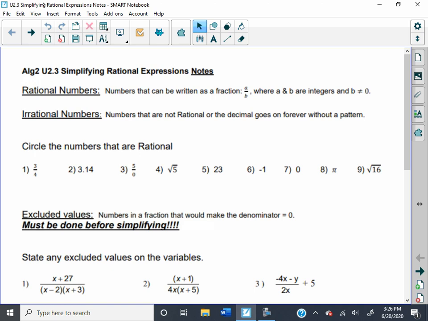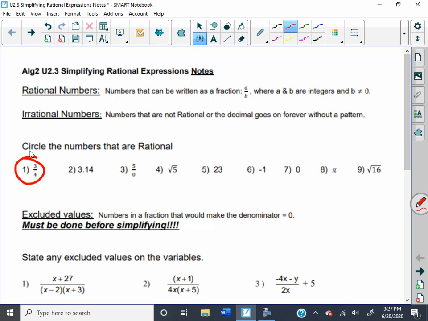All right, so we're going to look at some of these numbers here and determine if they're rational or not, and we can kind of discuss what makes them rational and not. So number 1 is 3/4. 3/4 is already written as a fraction. 3 and 4 are both integers, so that means 3/4 is a rational number.